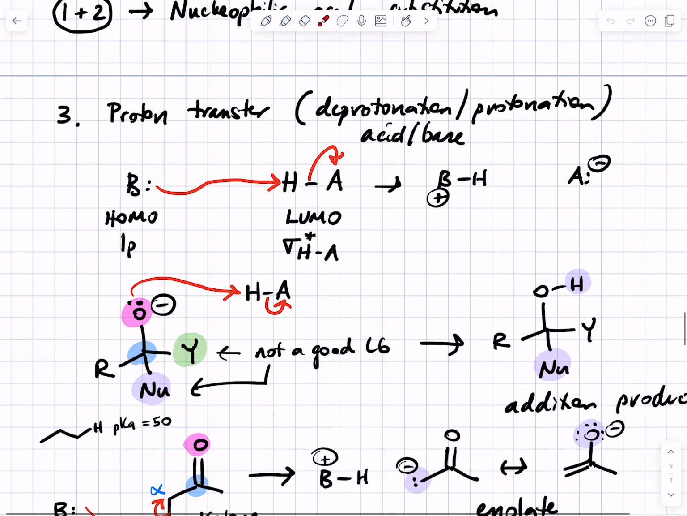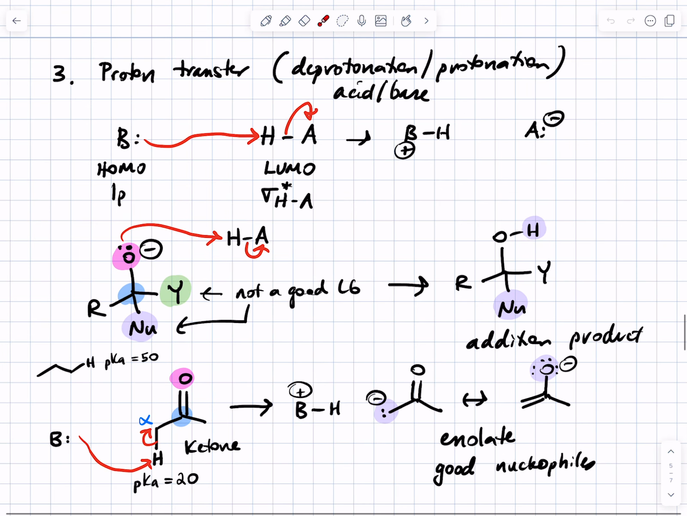Another thing that you should be prepared to see a lot in different forms is proton transfer, or acid-base chemistry, or deprotonation and protonation. This is where a base, lone pairs on a base, attack the hydrogen, to whatever it's bonded to, sigma star, breaking that bond, and the base makes a new bond to the hydrogen. You end up with the conjugate acid of the base here, and the conjugate base of your acid.